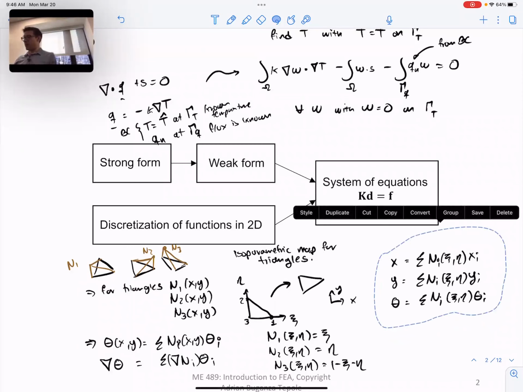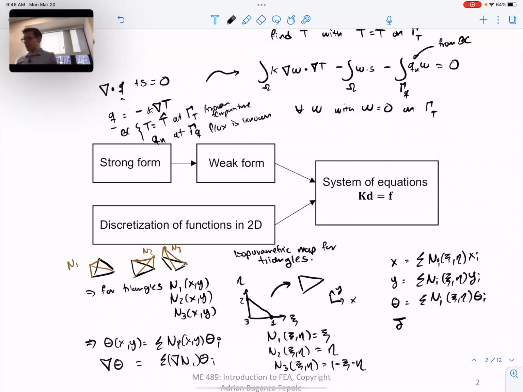You also have the Jacobian, which is a matrix that contains the derivatives of x and y with respect to psi and eta. So this has 4 components.